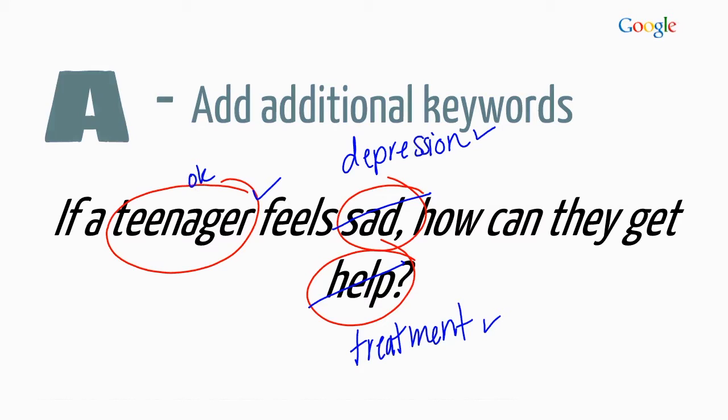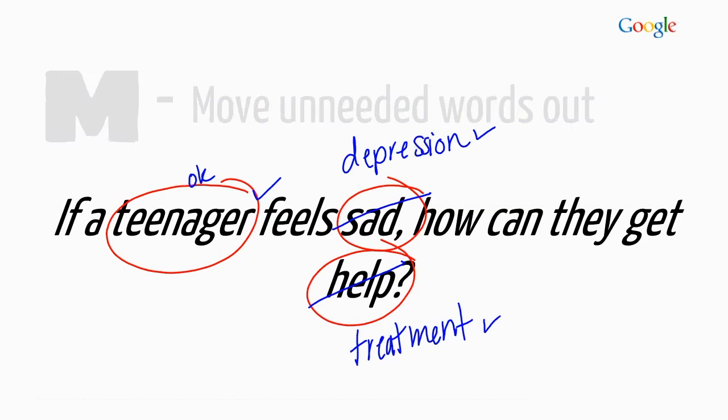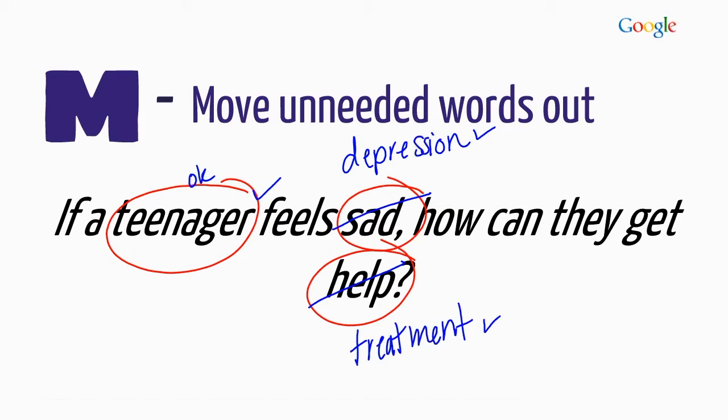The next step in CRAM asks me to add additional keywords. Is there an important piece of information I've left out that I haven't addressed with a keyword? And for this question, I don't think so. I should be all set. And the last step in CRAM tells me to move out the words I don't need. So I don't need if a feels, how can they get? Those are words I don't need for my specific question.